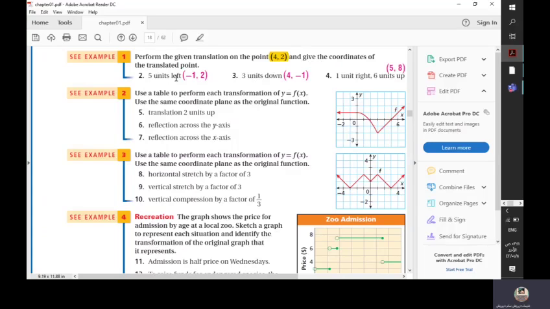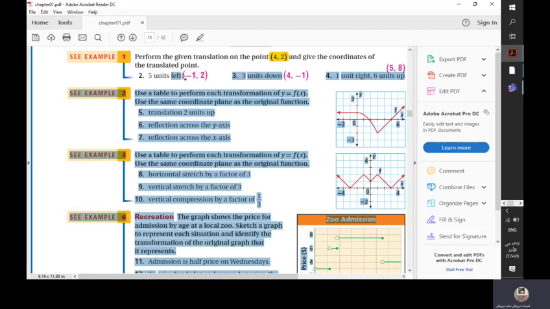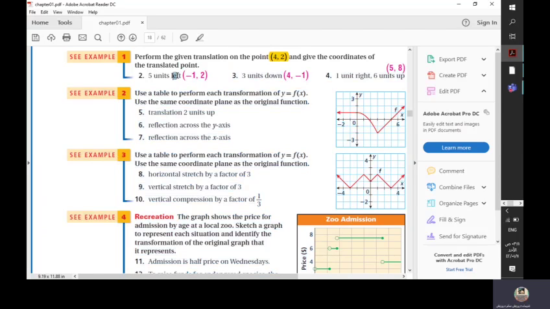What is the meaning of to the left? Translate. Translate means I will use add or subtract in X or in Y. Left, so in the X-axis. So the change is in the number 4. Positive or negative? Negative 5. So for negative 5, it will be negative 1 and 2.